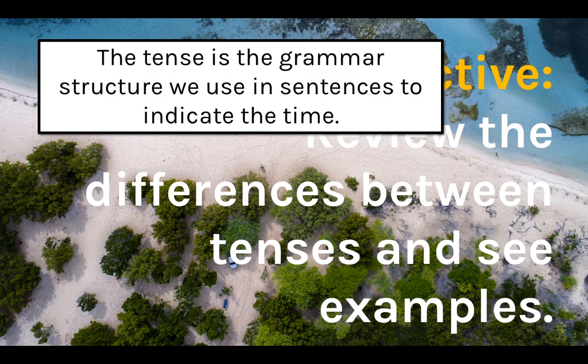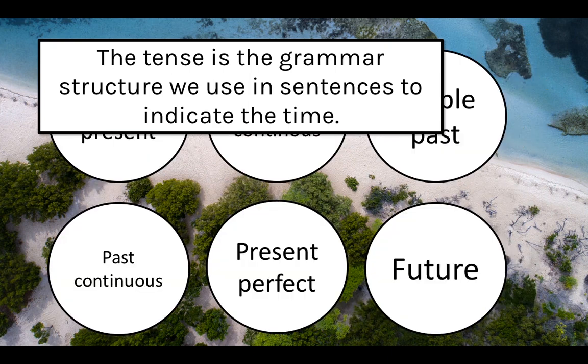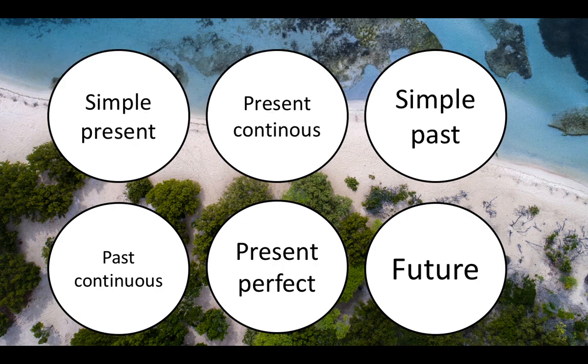Let's review. The tense is the grammar structure we use in sentences to indicate the time. The tense is the structure of the verb, the conjugation of the verb that lets you see if a sentence is in present, in past, or in future. During the course of other English courses, you've been able to learn and review many different types of tenses. So for this little video, what I'm going to do is review the differences between the simple present tense, the present continuous tense, the simple past tense, the past continuous, present perfect tense, and future tense. So what are we going to do? You're going to see what the differences are between these different tenses, and we're going to see some examples.